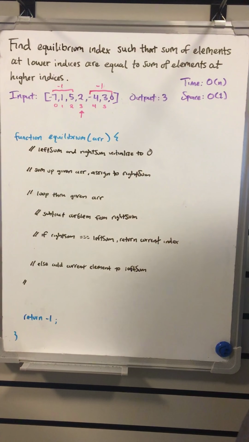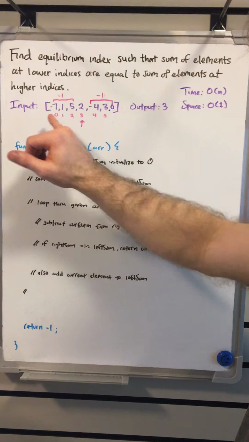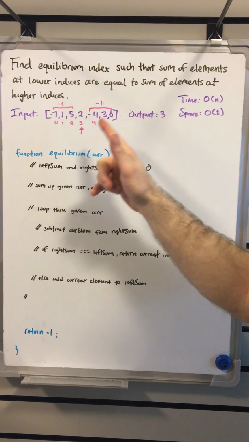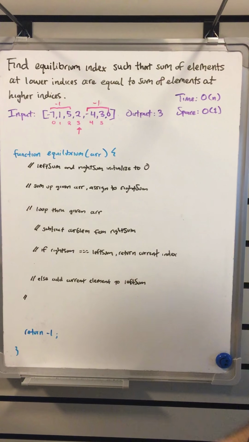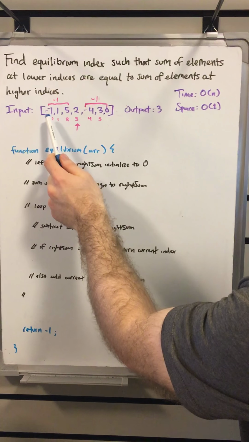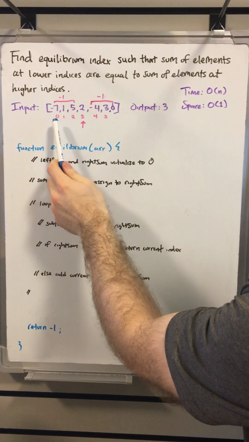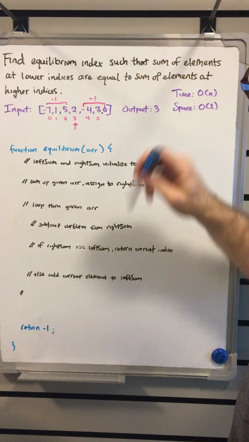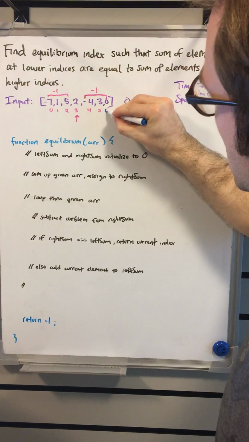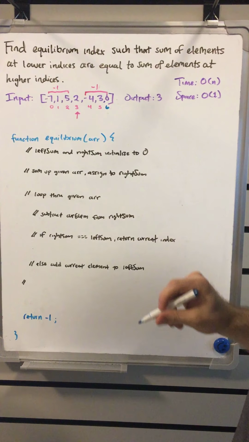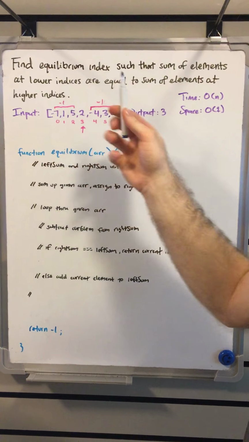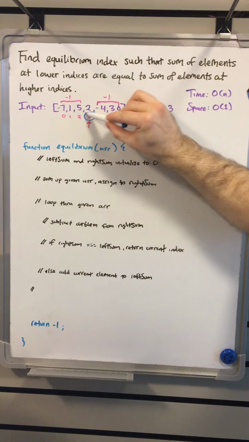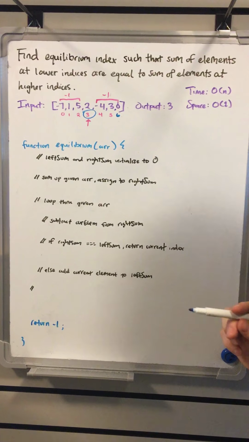Well, if we're given an array of integers, this one specifically, -7, 1, 5, 2, -4, 3, and 0, we expect to get the index 3. That's because the sum of the elements at indices 0, 1, 2 equal -1, and the sum of indices 4, 5, and 6 equal -1 as well. So the lower indices here equal -1, the higher indices here equal -1. The midpoint between those two is 3. So that's our output. That's why we get 3.